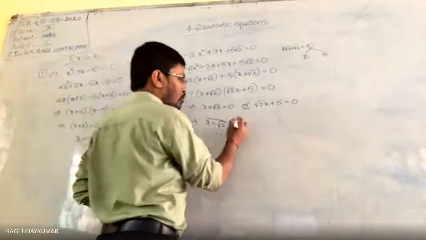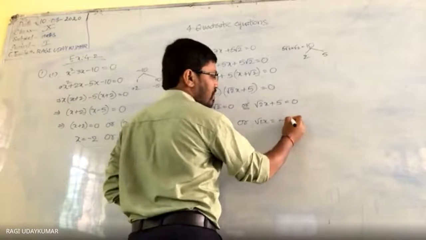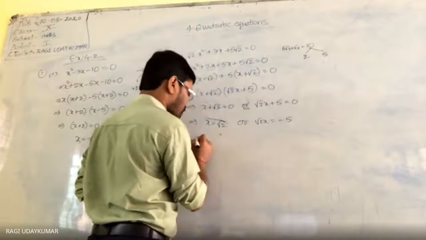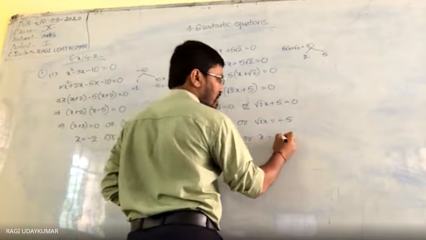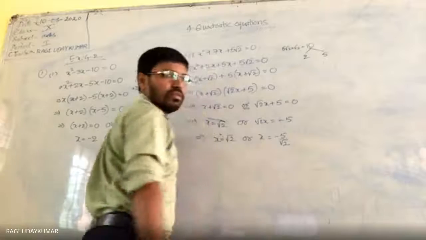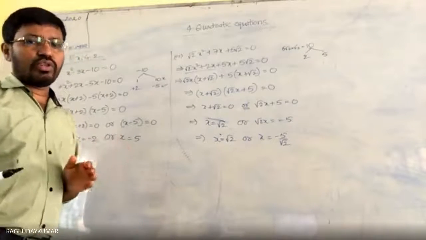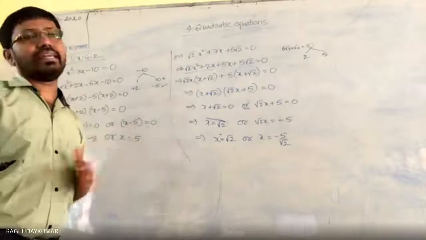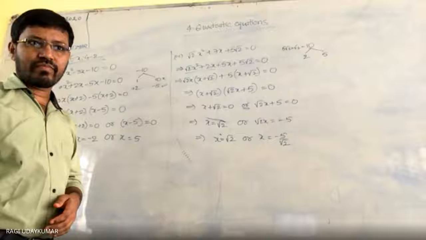x is equal to root 2 or root 2x is equal to minus 5. So from this you are going to get x is equal to root 2 or x is equal to minus 5 by root 2. So this is the solution of this quadratic equation. Did you understand? Yes, sir.